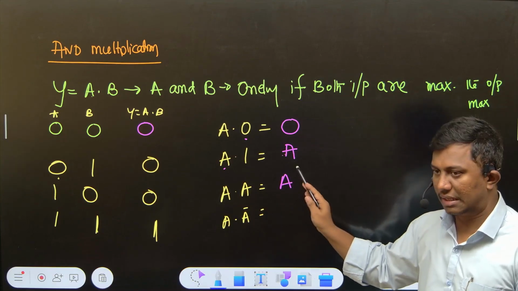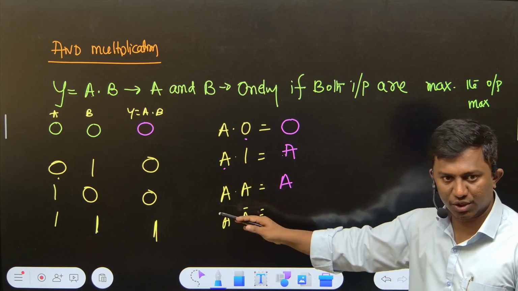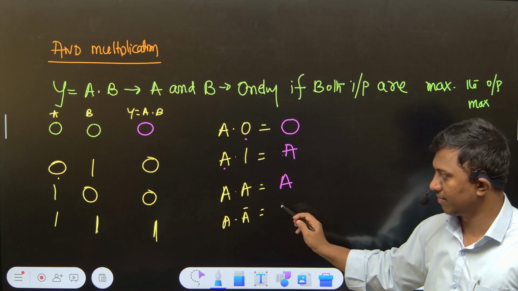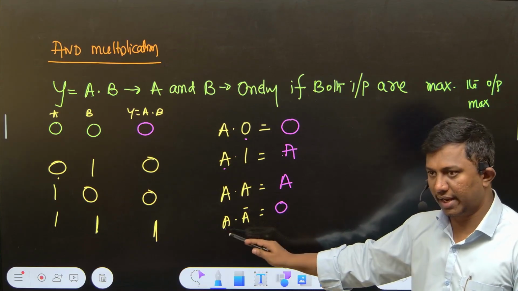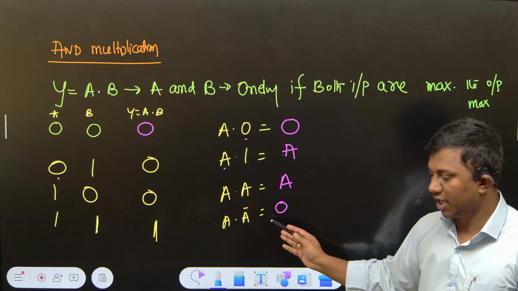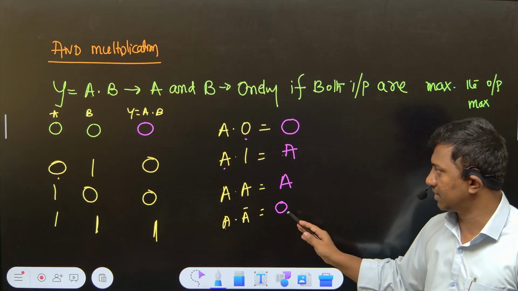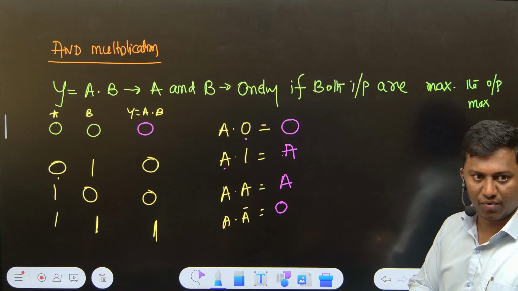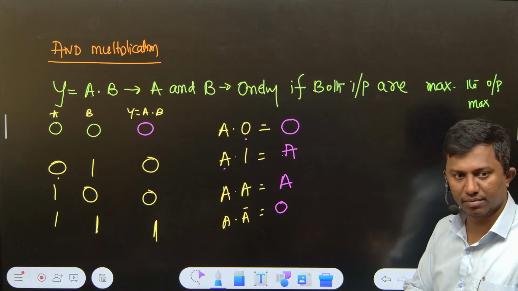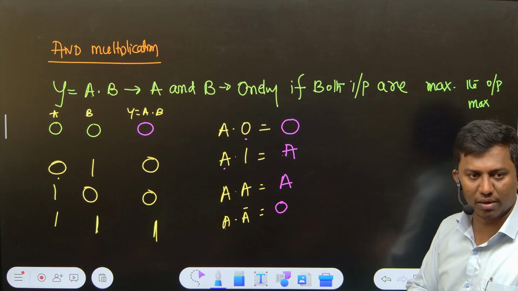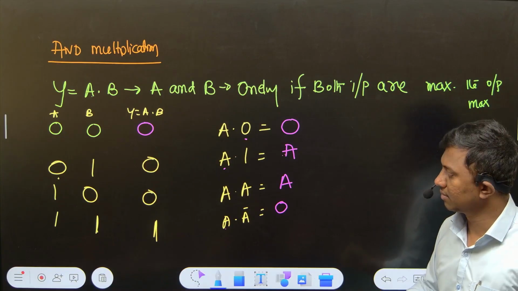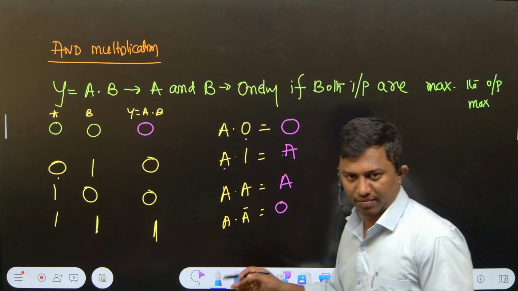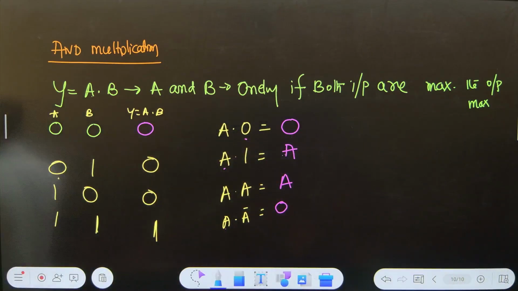A dot A: 1 1 1, 0 0 0. Always 0. If you take A bar as 0, then A into A bar is 1 into 0, which is 0. If you take this one as 0, this will become 1, then the answer is 0. Correct? We cannot write the answer as 1 somehow. That's it. Next, last.